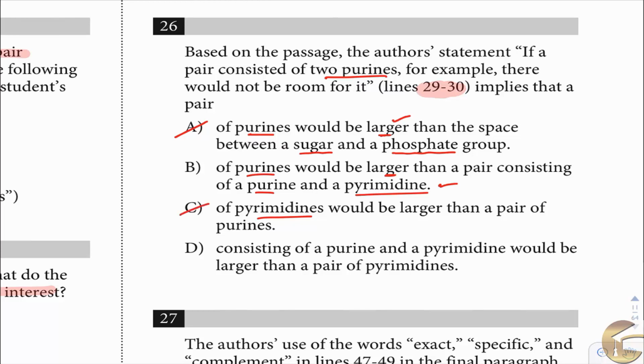And D says implies that a pair consisting of a purine and a pyrimidine would be larger than a pair of pyrimidines. Yes, in a way, D could be true, but again, the more so when they just say two purines wouldn't fit, they're really saying that those two purines would be bigger than a purine and pyrimidine. So in this case, B is more closely related to what they're really trying to say in that paragraph. So B is going to be a better answer for number 26.